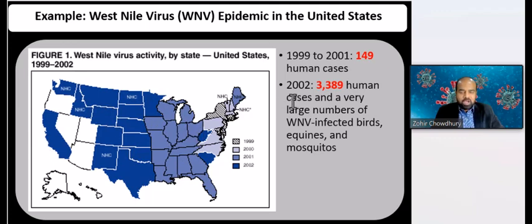Human surveillance of West Nile virus in 2002 showed a total of 3,389 human cases of West Nile virus disease as being reported, compared to only 149 during the period of 1999 to 2001. Also, animal and mosquito surveillance detected a very large number of West Nile virus infected birds, equines, and mosquitoes during this in 2002.